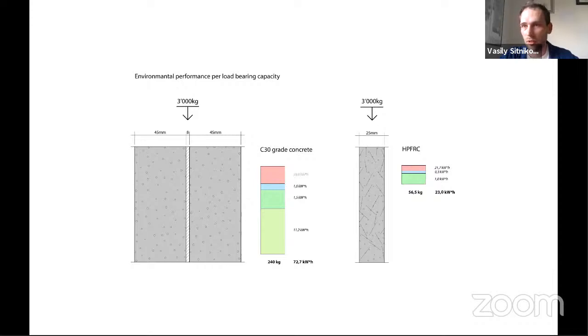So in order to fulfill a specific structural task, such as supporting 3 tons of load, I'm talking about per meter of column, right? One would need 240 kilograms of C30 concrete, making a column as thick as 10 centimeters. With ultra high performance concrete, the thickness would drop down to 25 millimeters. And even though this second column would have a much higher concentration of cement, the actual consumption would reduce almost twice. So this was one of the latest developments in the material science of concrete. And the argumentation is quite difficult to argue with.